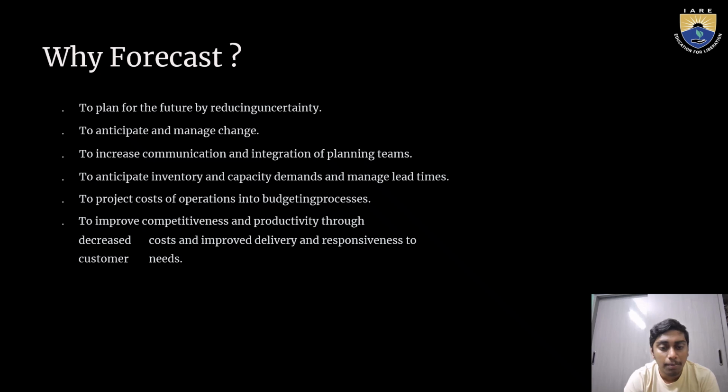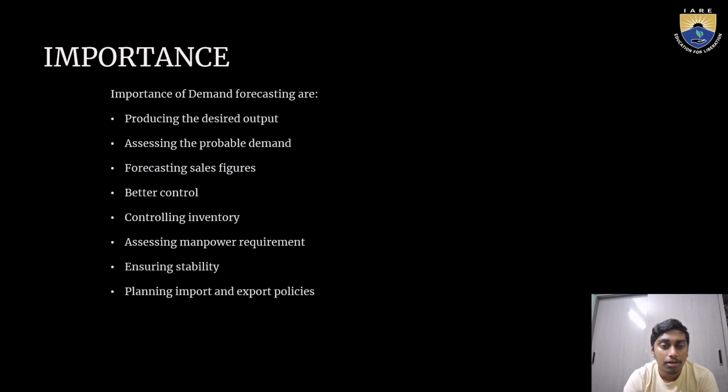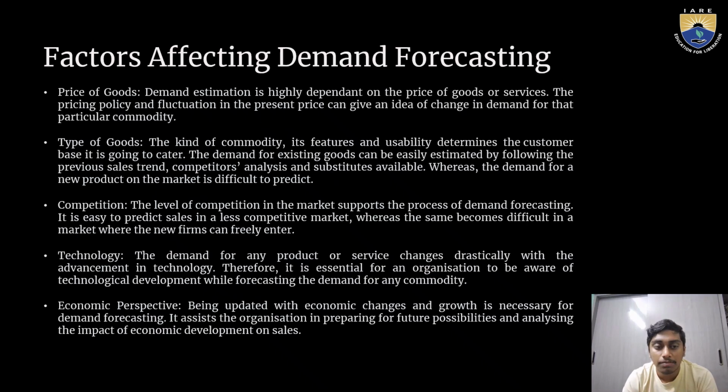Project cost of operations into the budgeting process to improve competitiveness and productivity through decreased cost and improved delivery and responsiveness to customer needs. Importance of demand forecasting: producing the desired output, assessing the probable demand, forecasting sales figures, better control, controlling inventory, assessing manpower requirement, ensuring stability, planning import and export policies.